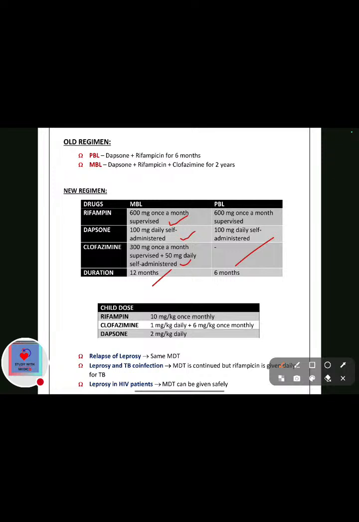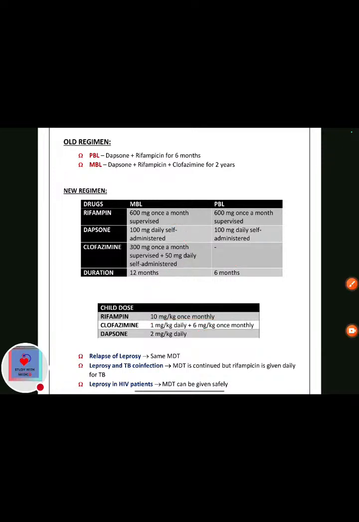Child dose of rifampicin is 10 mg per kg once monthly. They have to give it monthly. And clofazimine 1 mg per kg daily, plus 6 mg per kg once monthly. Once monthly 6 mg per kg and daily 1 mg per kg. Dapsone 2 mg per kg daily, they have to take dapsone.